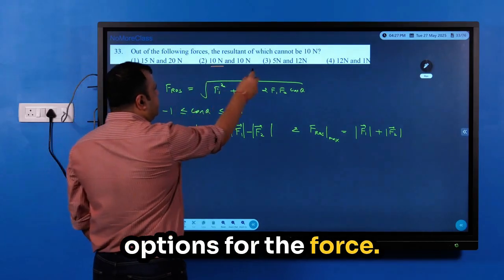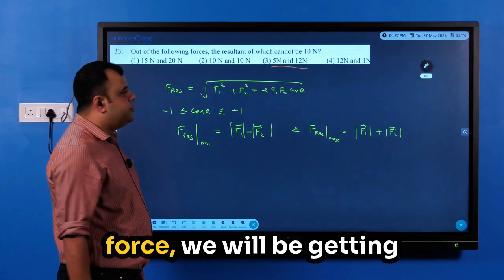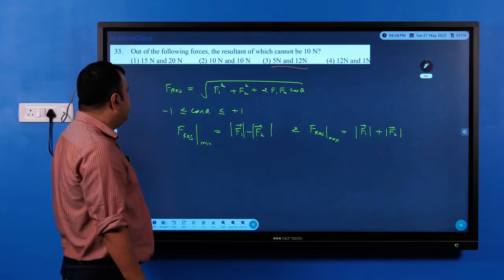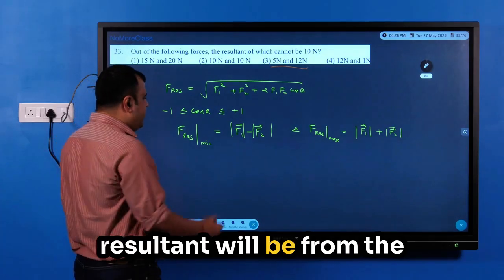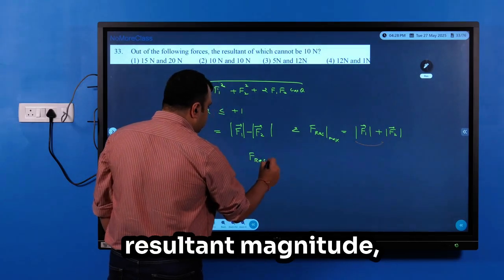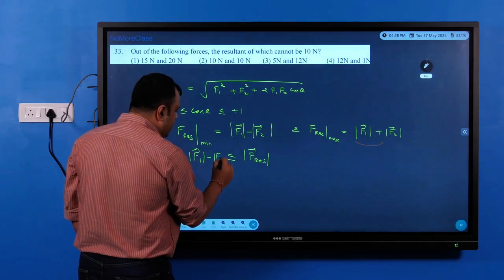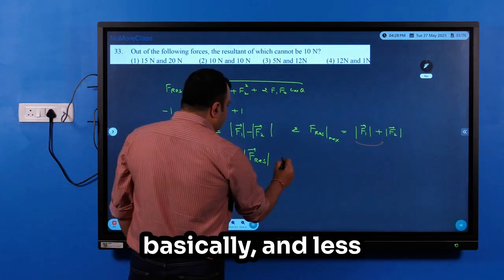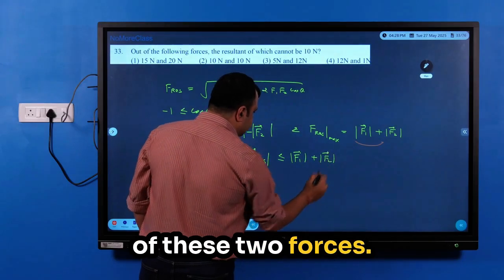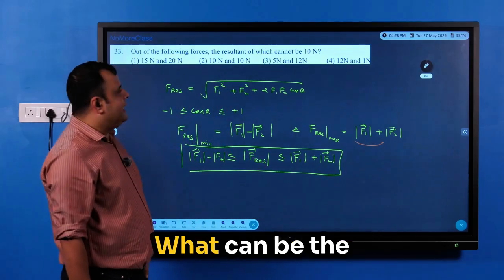So these are the options for the force. Since cos theta is not given, for the resultant force we will be getting a range of the resultant. The range of the resultant will be from the difference to the addition. Meaning the resultant magnitude will always be more than the positive difference of the 2 forces, and less than the addition of these forces. Based upon this relationship, I'll be checking what can be the possible answer.